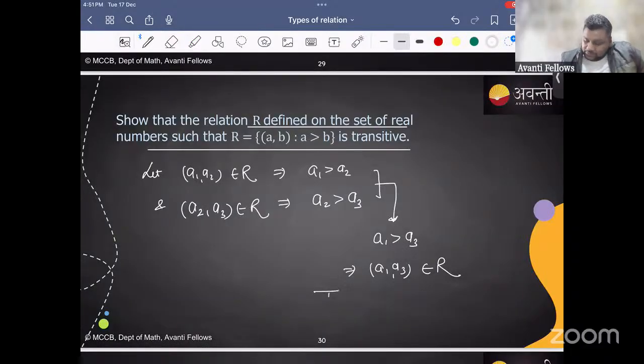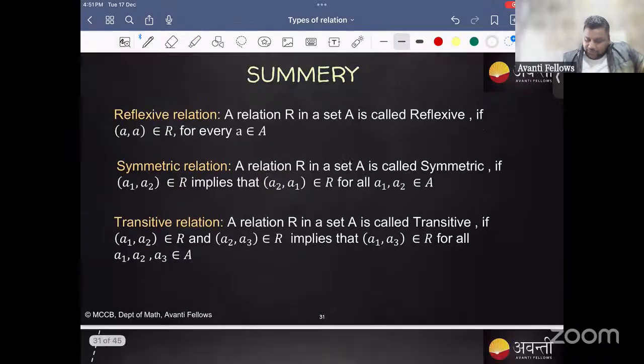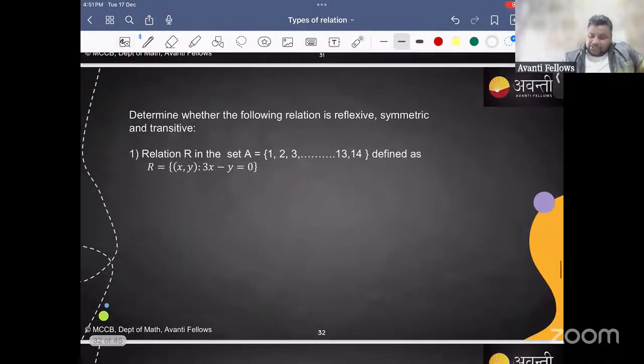That means it is a transitive relation. Got it? Now this summary is not really required because we have just covered it and you are aware of this. Now see this question. Determine whether the following relations are reflexive, symmetric or transitive. See, in such cases, it is best if we draw the relation or write the relation.